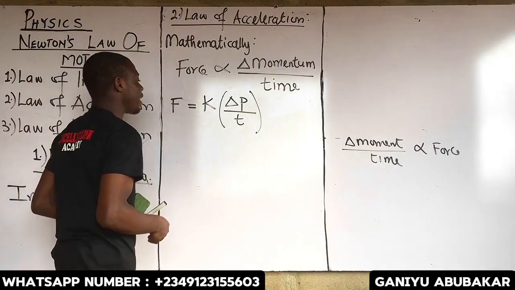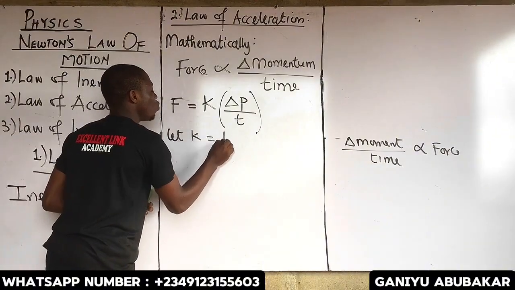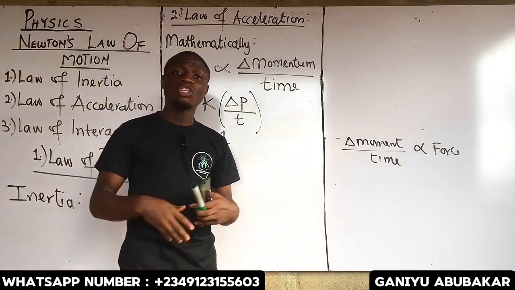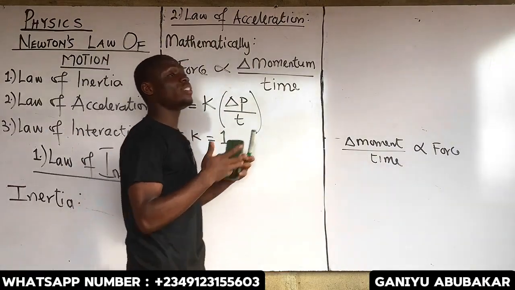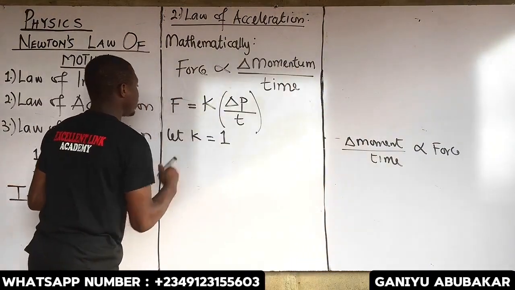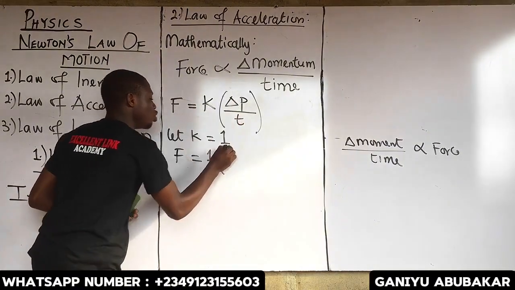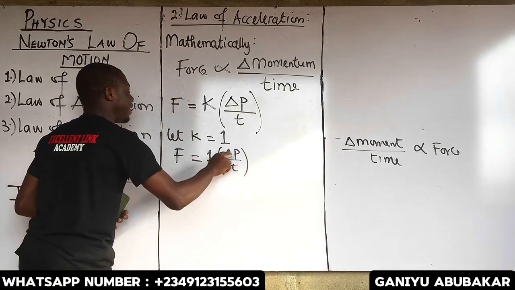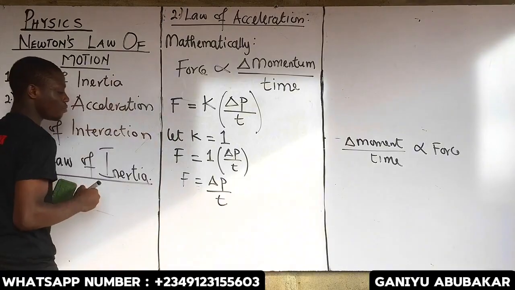At this point here, what next? My next task is to assume the constant K to be equal to 1. So assume that K is unity. By unity, I mean 1. Whenever you hear the word unity in science, it means something is equal to 1. So if I let K be 1, it means that force F is equal to K, which is 1, into change in momentum over time. Multiplying by 1, I'll have that force F is equal to change in momentum over time.